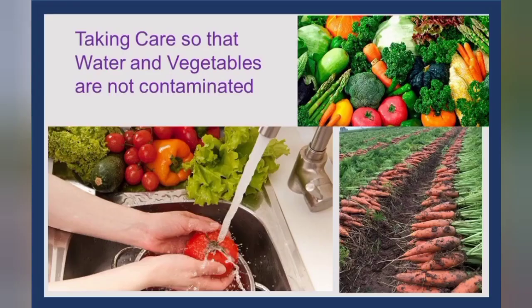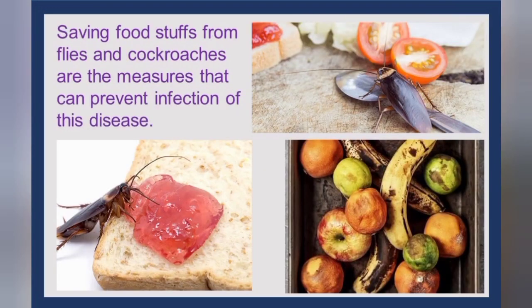Now we will know that we must take care so that water and vegetables are not contaminated. We need to be sure that we are taking vegetables that are not contaminated somehow. Like I told you earlier, from the soil the germ can go through our vegetables to our stomach. So we should be careful about that. Saving foodstuffs from flies and cockroaches are measures that can prevent infection of these diseases.